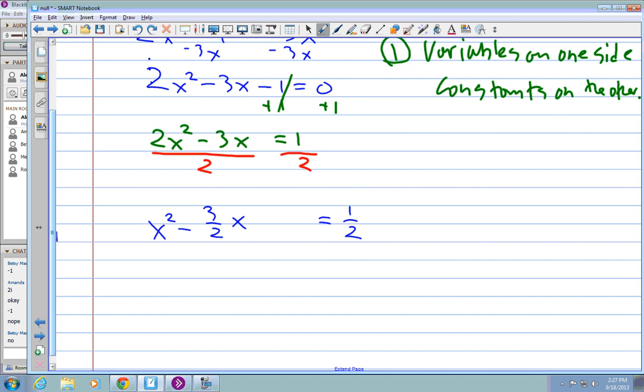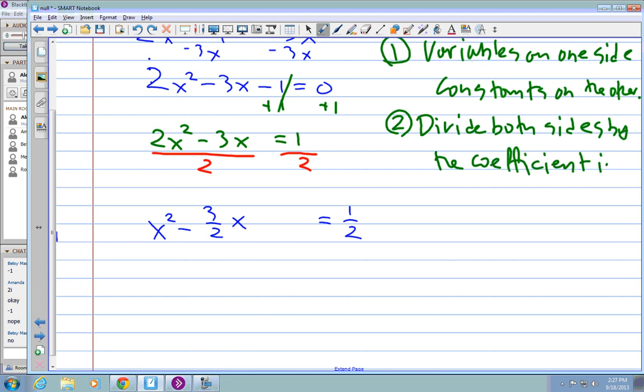So the second step, divide both sides by the coefficient in front of x squared. Okay? Are you still with me? Now we're going to complete the square. How do we do that? What do we need to do to complete the square? Anyone?